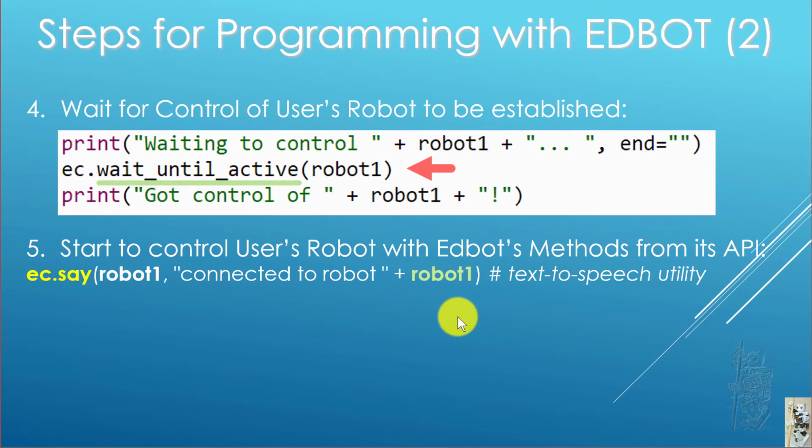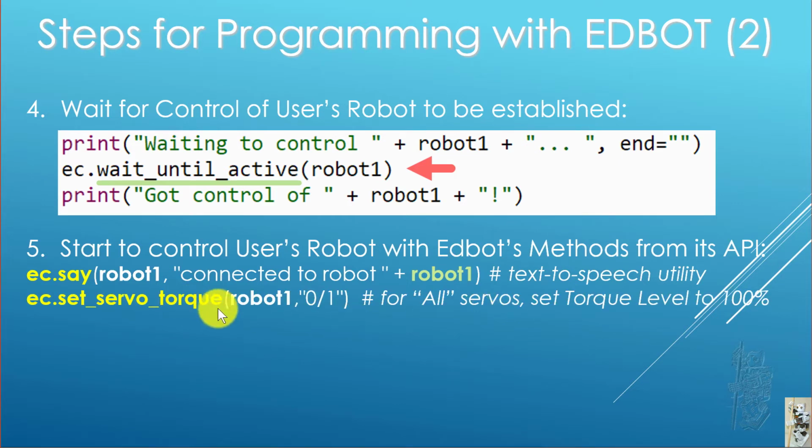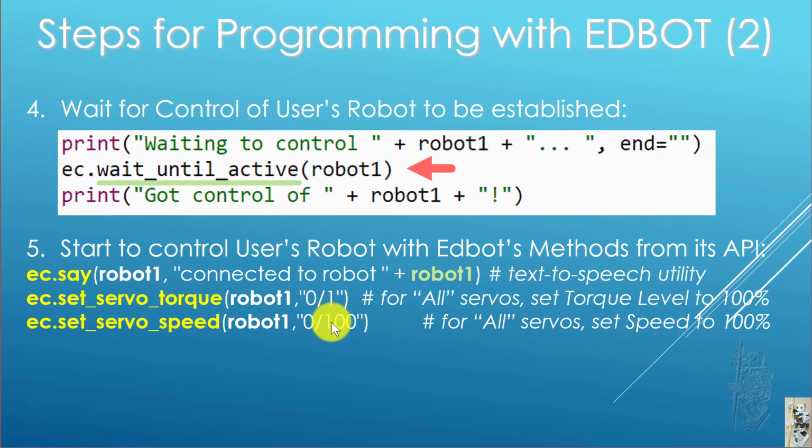For example, the say method is essentially the text-to-speech utility. You set the servo torque: 0 means all, 1 turns everybody on at 100%, essentially turning on all the servos. Speed from 0 to 0, that means all, 100 from 0 to 100%. So basically you set it up by invoking the robot name, so robot 1, which is also the same thing as 0, and you pass some kind of string that makes sense for that particular method.